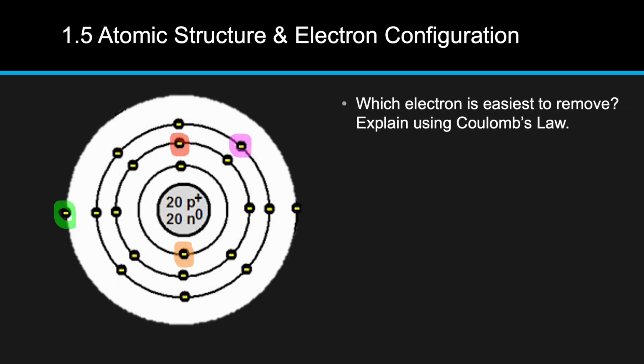All right, so in terms of Coulomb's law, which electron is easiest to remove? Now remember, with Coulomb's law, all of the electrons have the same charge, -1, so we're not looking at charge, we're looking at distance. The farther away from the positively charged nucleus, the less force it has. So the less force it has, the easier it is to remove. So if we're looking at this specific Bohr model, the green highlighted electron is farthest from the nucleus, which means it's going to be the easiest to remove in terms of energy.